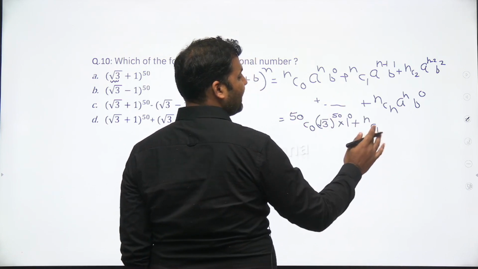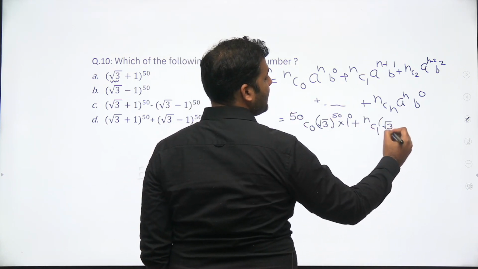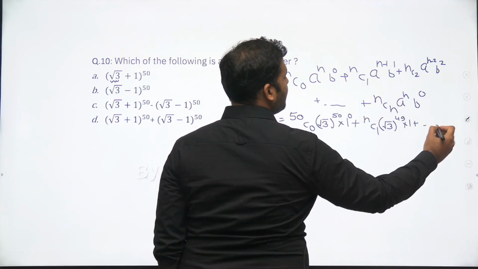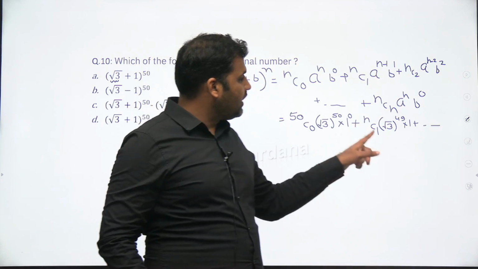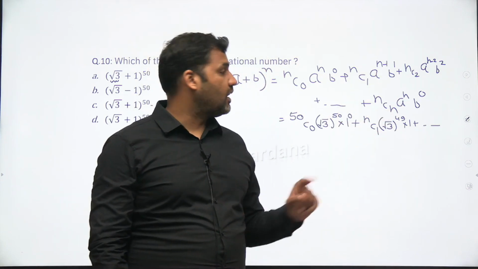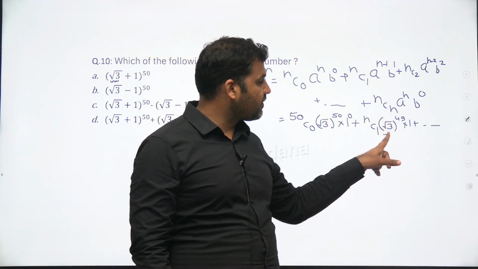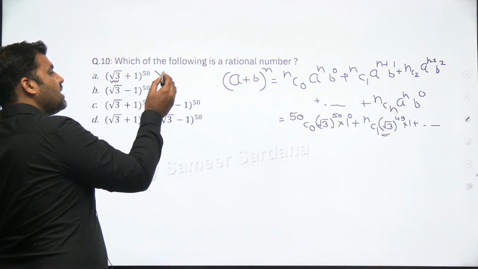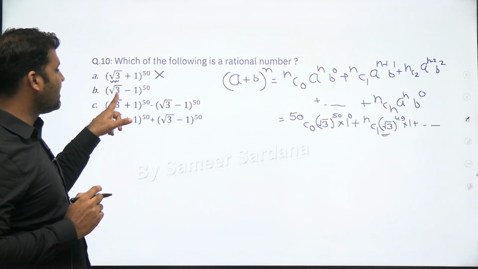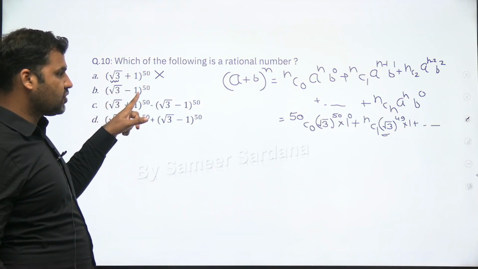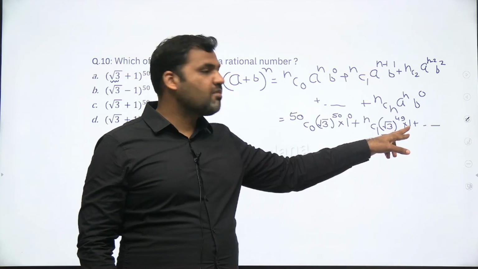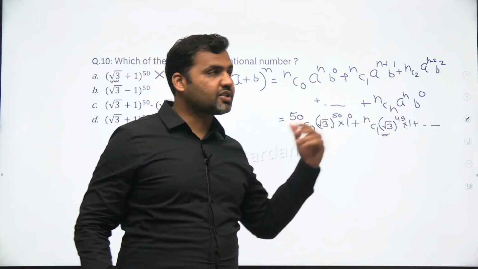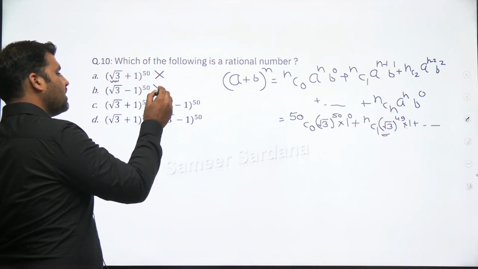The second term will be nC1, that is root 3 raised to power n minus 1, that is 49, into 1, and so on. Now you see that if an odd power of the root comes, this number will finally be an irrational number. So can I say this number is not rational? Exactly in a similar way, if instead of 1, minus 1 comes, then minus 1 will come in this part. The power of root 3 will still be 49, so this number is also not rational.